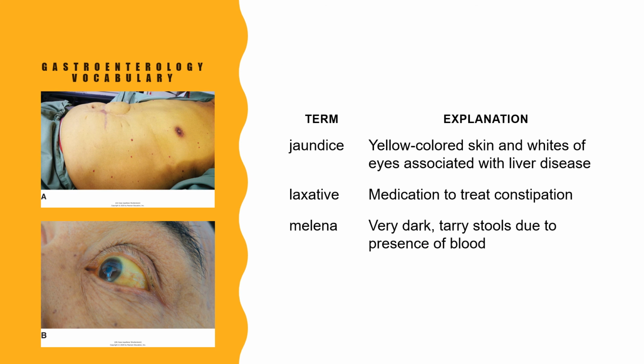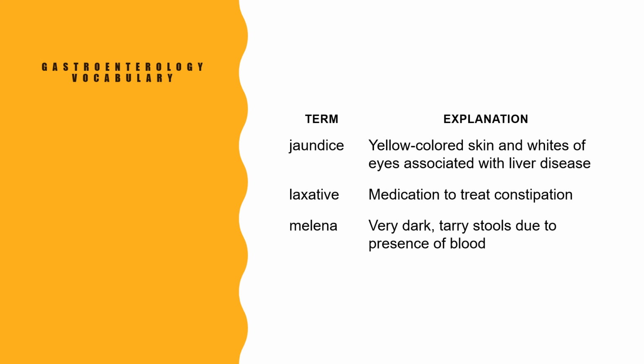Jaundice is a yellow-colored skin and whites of the eyes associated with liver disease. A laxative is a medication to treat constipation. Melena is very dark, tarry stools due to the presence of blood.